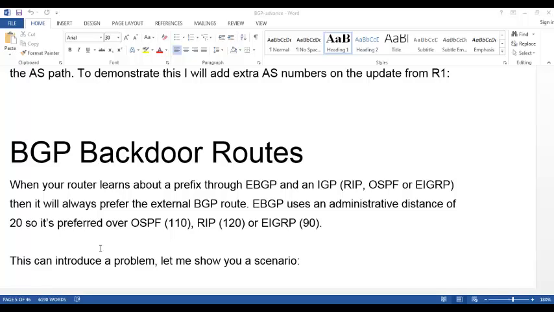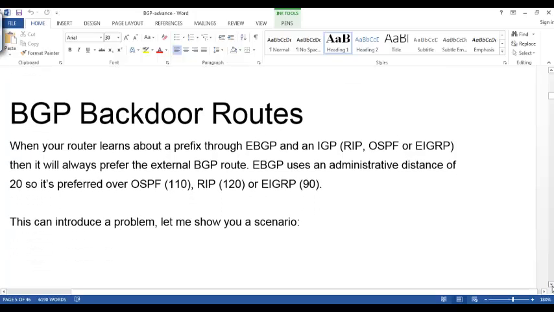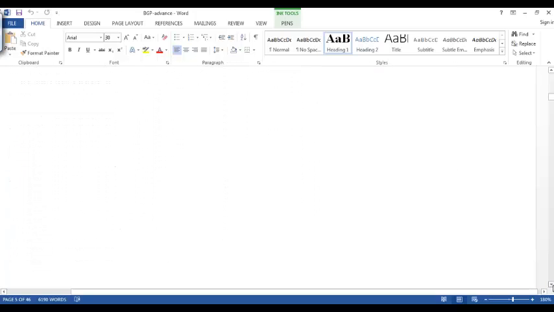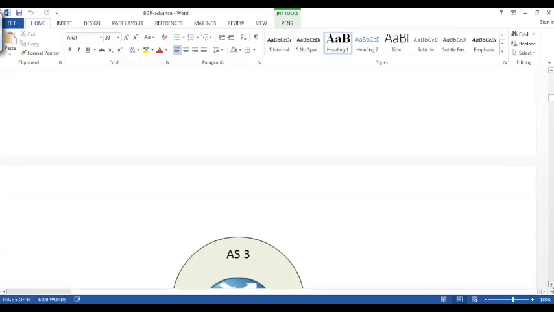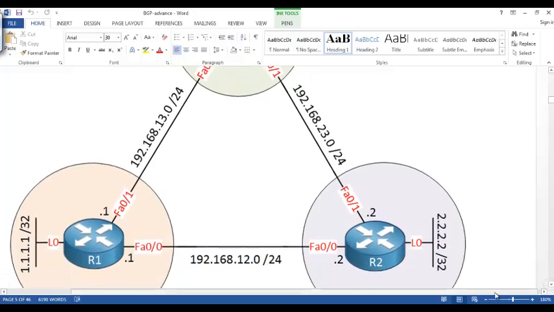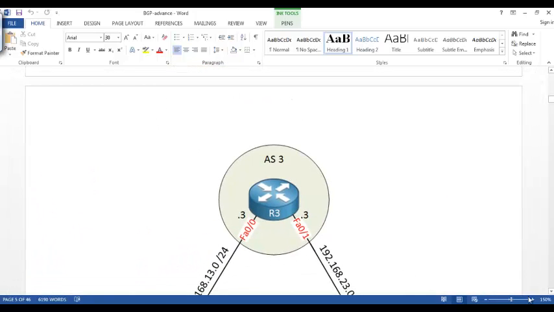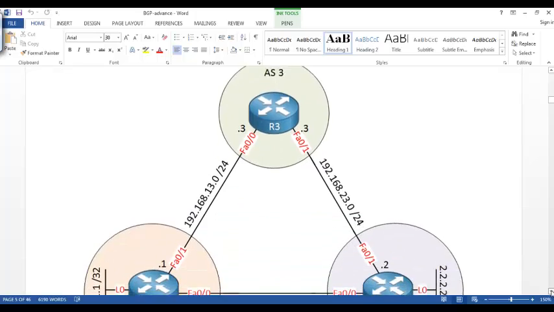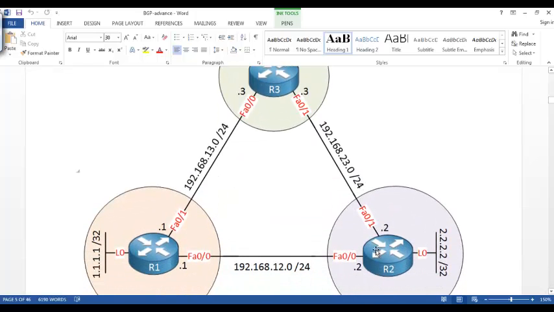Now, what are BGP backdoor routes? Assume you've got two service providers like this. I'll quickly show the diagram. You've got two service providers, R1 and R2. They are working together.